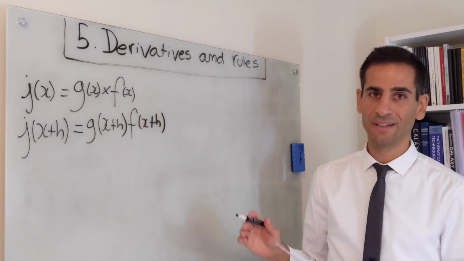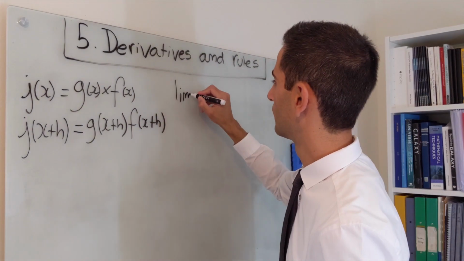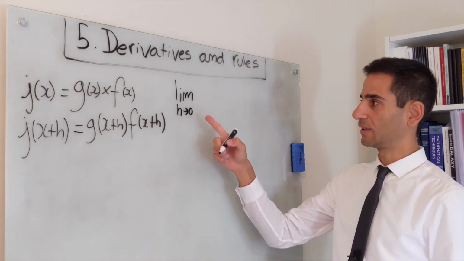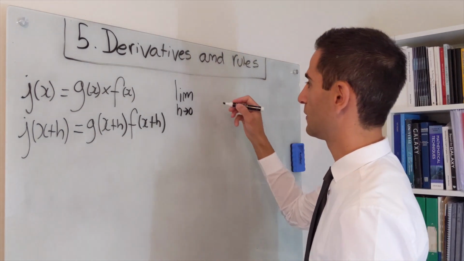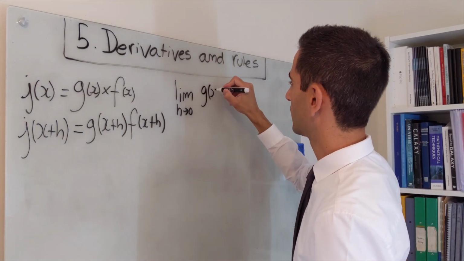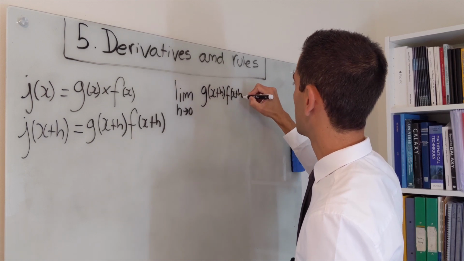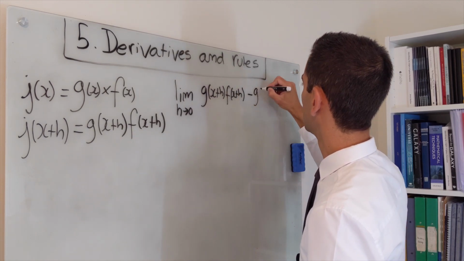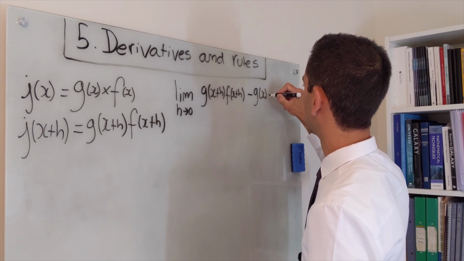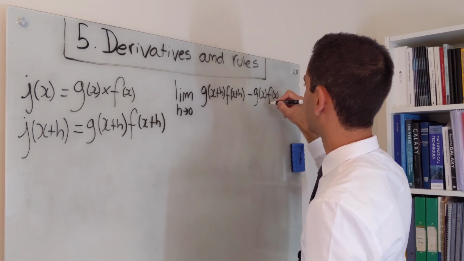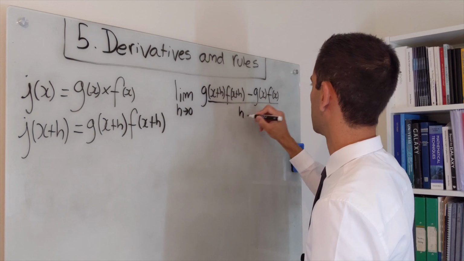This allows us now to write the derivative from first principles of j of x, and I'm going to sub in directly into the formula. This is the limit when h goes to 0 of g of x plus h, f of x plus h, minus g of x times f of x, over h.